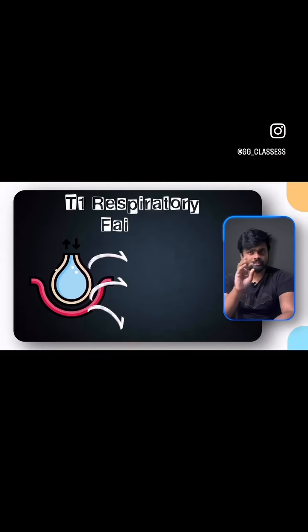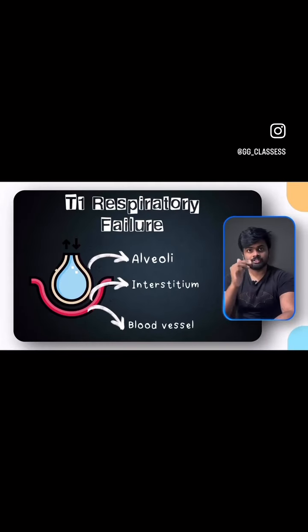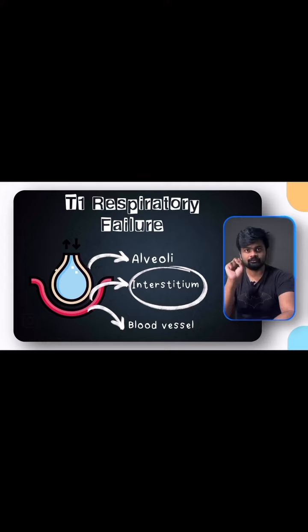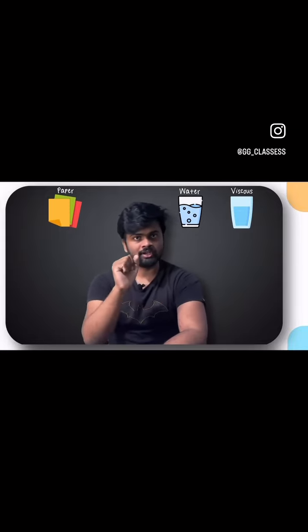Type 1 respiratory failure is a diffusion defect. The membrane which is causing diffusion of oxygen and CO2 is defective. So we will understand this type 1 respiratory failure with the example of paper and two liquids. Now assume we have a paper, water and a viscous liquid. Whenever we pass the water through this paper, it will pass easily. And similarly, whenever we pass a viscous liquid through this paper, it will take some time to absorb and then it will pass through that paper.